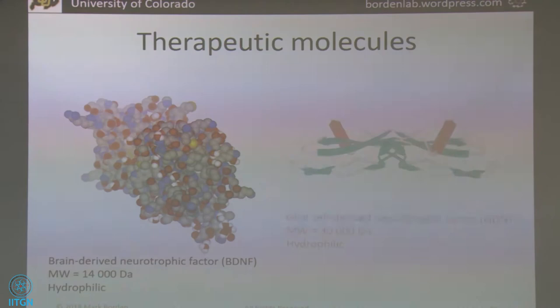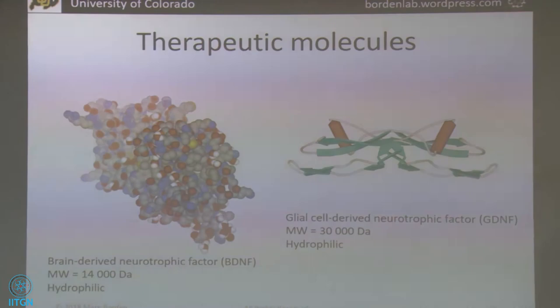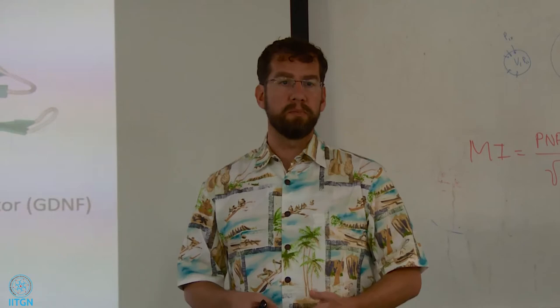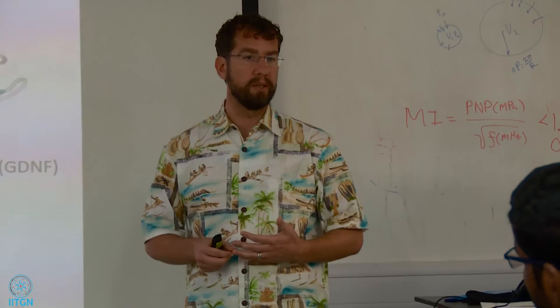Another example is glial cell-derived neurotrophic factor, or GDNF. GDNF is even bigger at 30,000 Daltons, again hydrophilic. It's not going to get through the blood-brain barrier. So there was a lot of research intensity a decade ago and more looking into using BDNF and GDNF. It had regrown neurons in vitro. Investors spent millions of dollars to get these things into human clinical trials, and they failed. Why? Because of the blood-brain barrier.